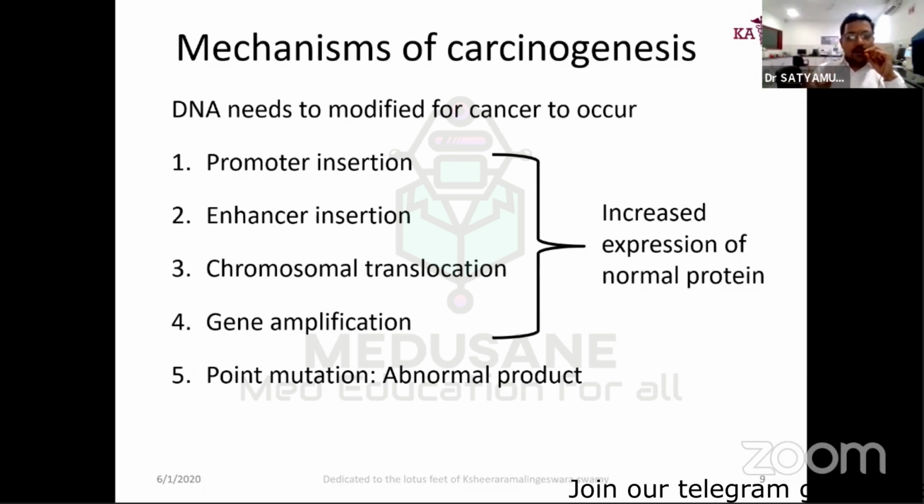But these are the basic elements of carcinogenesis which happen in the DNA: promoter insertion or enhancer insertion, chromosomal translocation, gene amplification, and finally a point mutation. These are the different mechanisms by which the DNA gets modified into a cancer DNA or an oncogene.